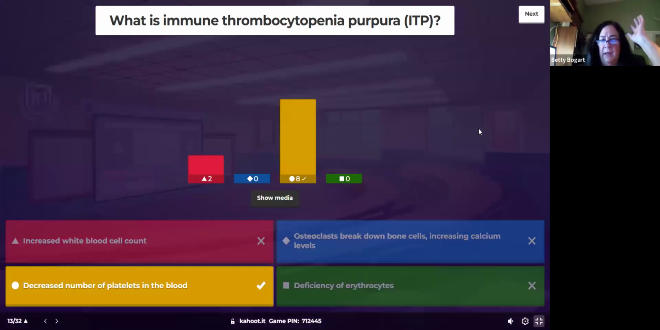ITP, P for platelets. Platelets are low. It's a bleeding problem. You're going to see hematomas, epistaxis, purple rash. This is what you see.